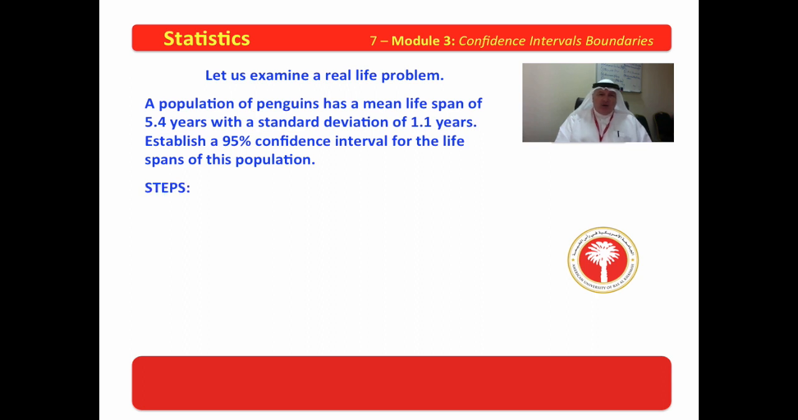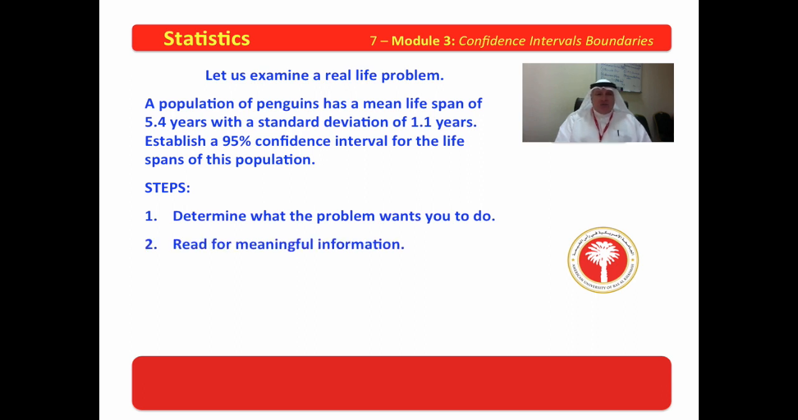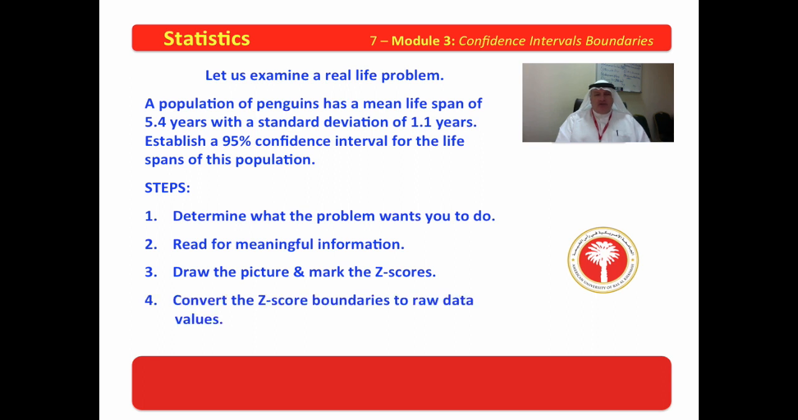Now, in order to do a problem like this, we need to establish some steps. Always determine what the problem wants you to do. Read for meaningful information. Now, we see that this problem is about establishing a confidence interval, so we're going to draw the picture and mark the z-scores, and then we're going to convert the z-score boundaries to raw data. 4 simple steps. Now, bear with me. I'm going to walk you through these steps in this particular problem so that you can solve it fairly easily and you can replicate it with other problems.